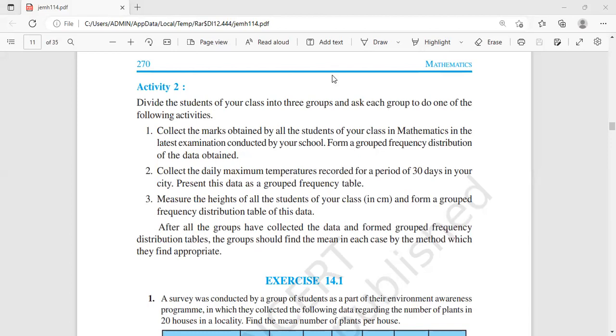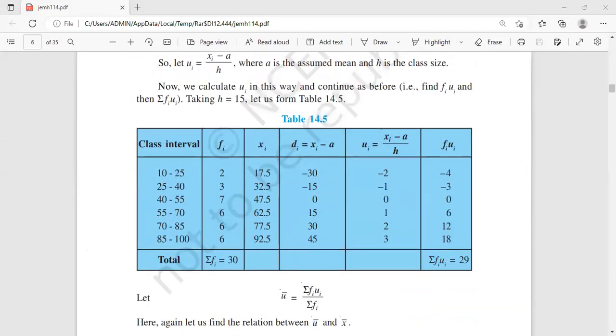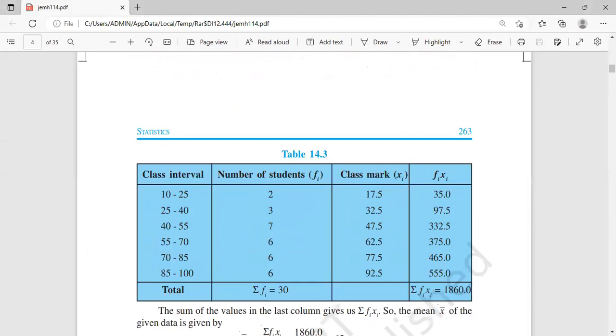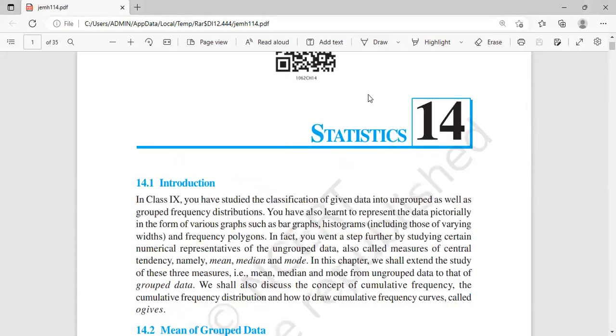Hello everyone. Today we'll discuss the topic statistics, chapter number 14 in the class 10 NCERT textbook. We have already studied statistics in class 9, which is analysis of the data.